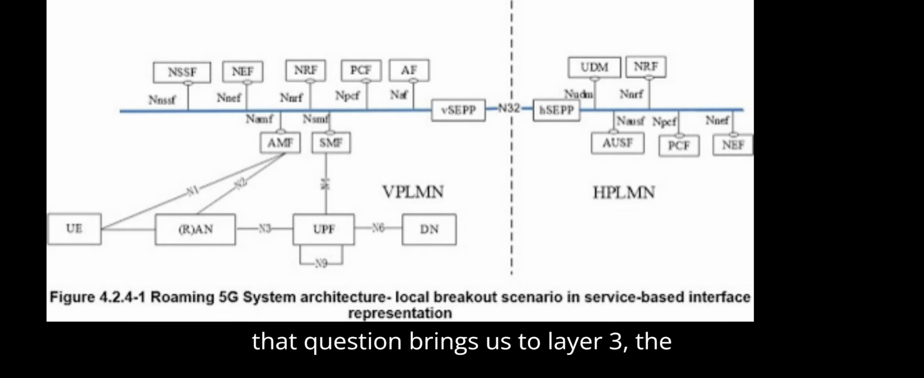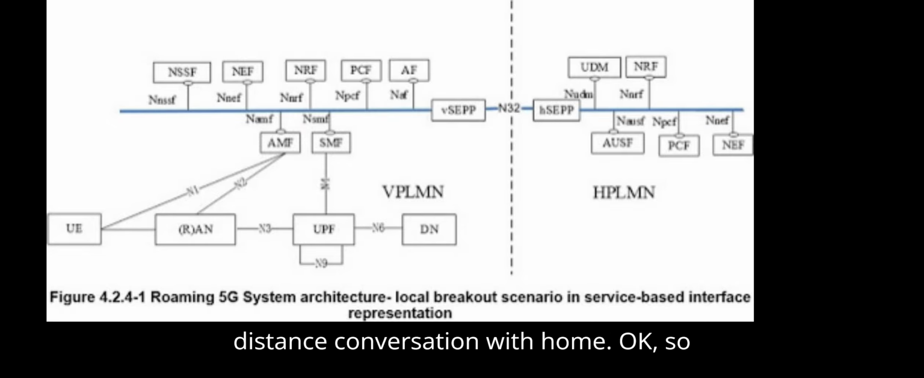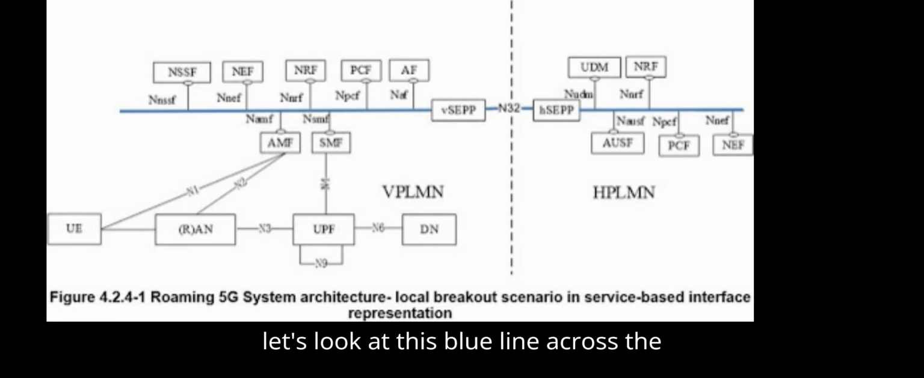Right. And that question brings us to layer 3, the top line, the brain. Because while the muscle is working locally in Japan, the brain is having a very intense, long-distance conversation with home. Okay, so let's look at this blue line across the top. The notes say this is an SBA, a service-based architecture. It looks like a bus. It is a bus. And this is probably the biggest shift from 4G to 5G.